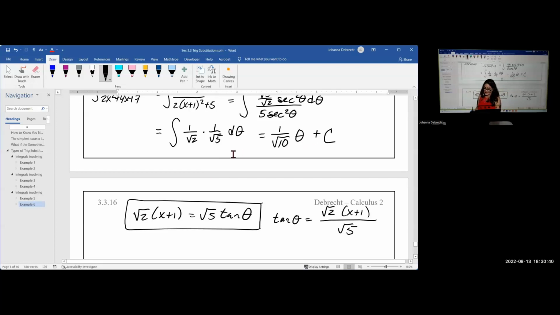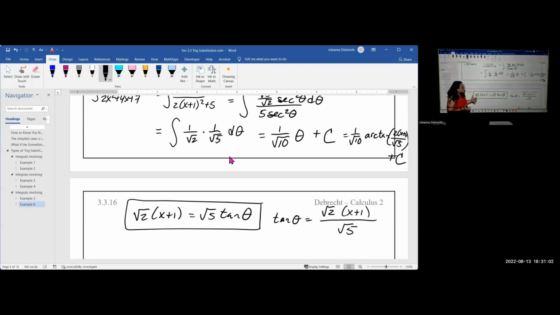So this part right here becomes 1 over radical 10 times the arctangent of radical 2 times x plus 1 over radical 5 plus a constant. And that's our final answer. Now, could you simplify it a little bit? No, not really. You really can't. There's not anything you can do. All of this is inside the arctangent, so hands off the argument to arctangent. And that's really the only thing you can do is just leave it like this, and that's good enough, right?